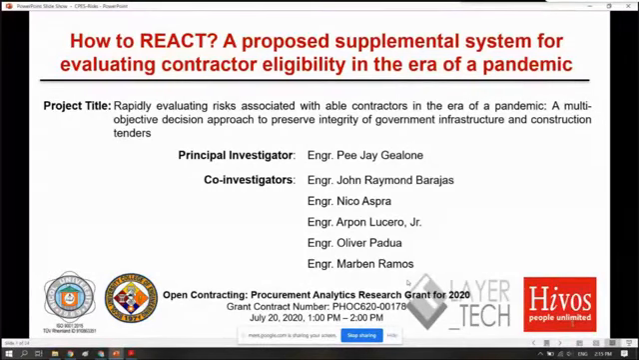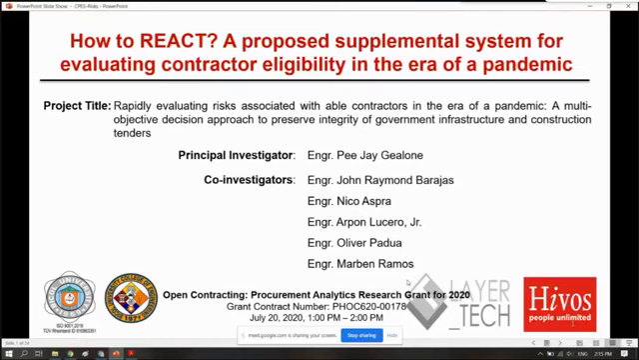Okay, thank you. Good afternoon po everyone sa ating mga guests dito sa Google Meet as well as sa mga nanonood sa ating Facebook Live. So our project title po is Rapidly Evaluating Risks Associated with Able Contractors in the Era of a Pandemic, a multi-objective decision approach to preserve integrity of government infrastructure and construction tenders. So we call it How to React. Later on, I will be explaining what React is.